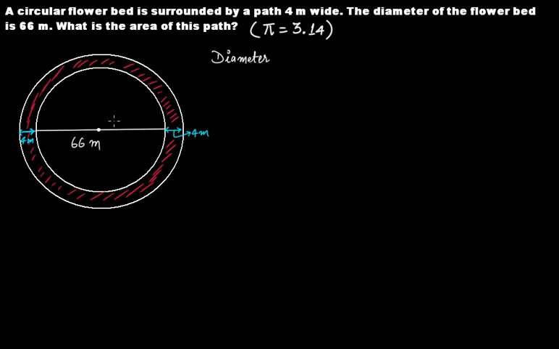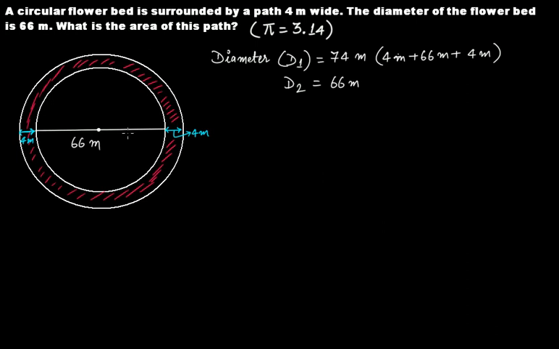Let's denote this with D1 because it's the larger one. D1 of the larger circle is 74 meter. And how did we get it? 4 meter plus 66 meter plus 4 meter, so you get 74 meter. Now diameter 2 is 66 meter. That's given to us.